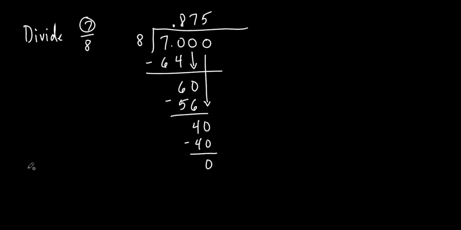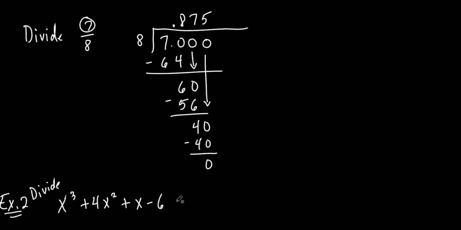You ready for a real example? So this is example 2. What we're going to do is we're going to use this process right here to divide some polynomials. And this is what we're going to do. So x cubed plus 4x squared plus x minus 6, and we're going to divide this by x squared plus x minus 2.